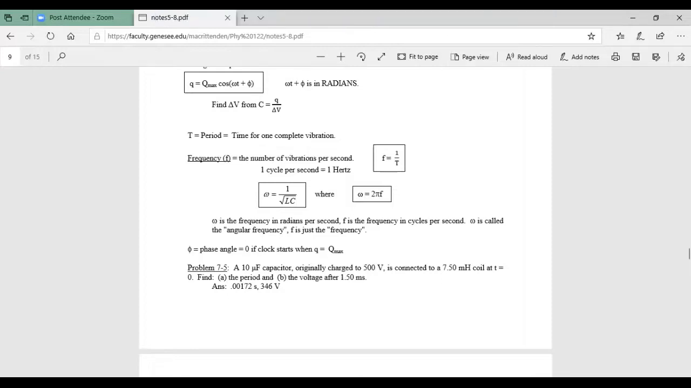So while I'm erasing the blackboard and making some space to write, you can work on the problem and pause it while I'm doing that, and then I'll go over it with you.